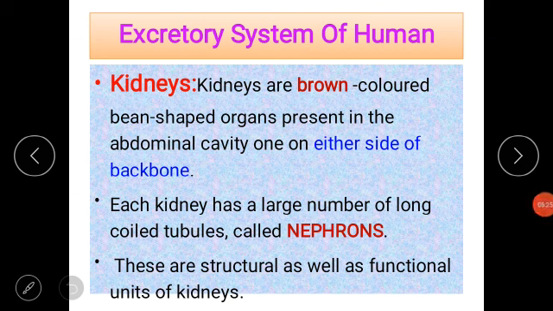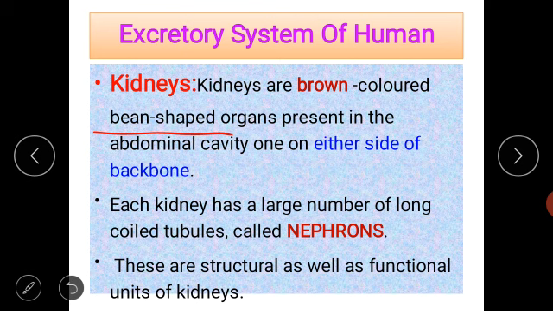Kidneys are brown colored, bean shaped organs present in the abdominal cavity on either side of the backbone. Kidney is the important and main functioning organ of the excretory system of humans. They are brown in color, bean shaped, and present deep in the abdominal cavity on either side of the backbone, meaning on both sides of the backbone.